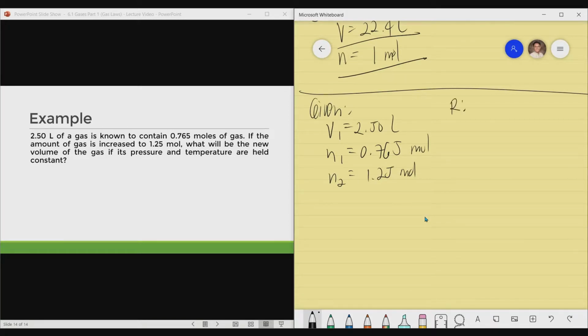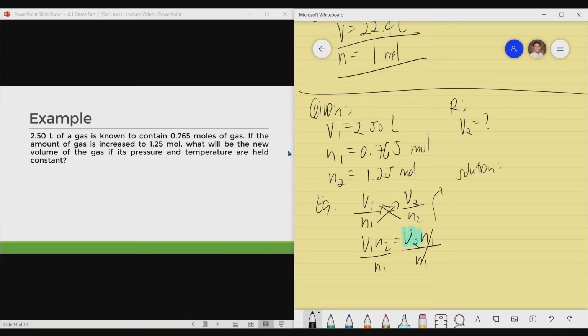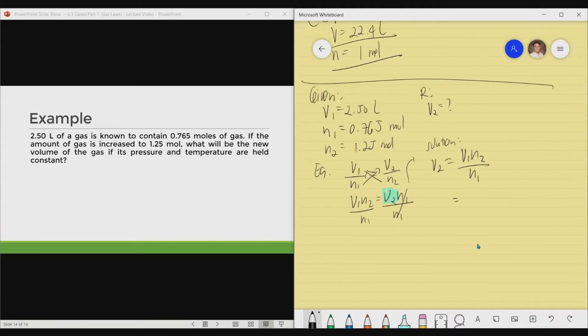According to the problem, the one that we are required to solve for is the new volume. So, new volume, that is V sub 2. How about the equation? We know that V sub 1 over n sub 1 is equal to V sub 2 over n sub 2. To create a simpler equation for V sub 2, first we cross multiply. Now we have V1 n2 is equal to V2 n1. Then we need to solve for V sub 2, so we divide both sides by n sub 1. Now we have the equation V sub 2 is equal to V1 n2 over n sub 1.